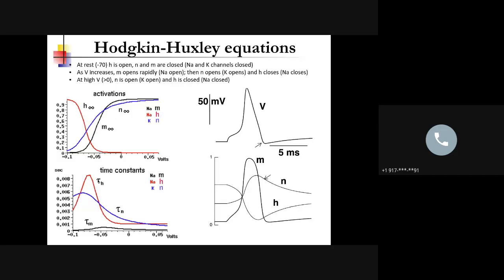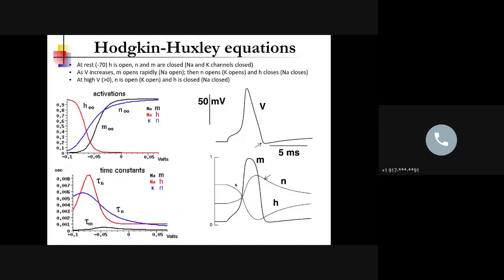Now, at the same time, these are also described by time constants. So the time constant of h is relatively slow, whereas the time constant of m is extremely fast, which means activation will happen much faster than inactivation. And that's what allows you to get this enormous positive feedback before the sodium channel turns off. The tau for the potassium n particle is somewhat slower.